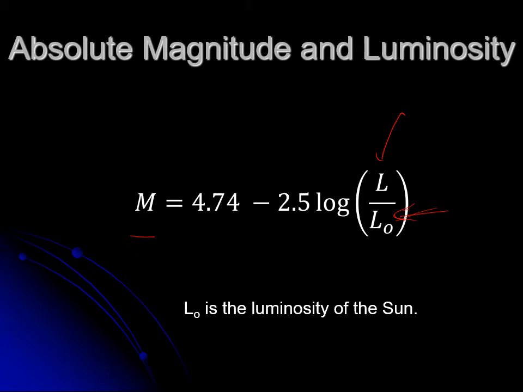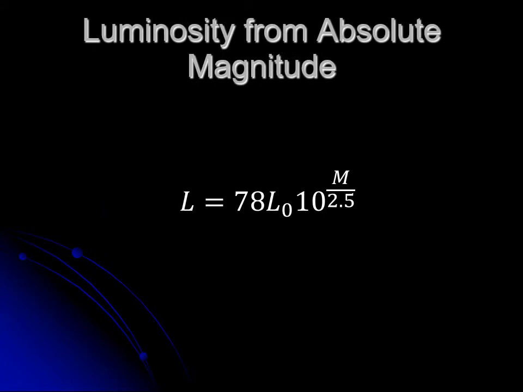Well, that means if you know a little bit of mathematics, you can work this thing backwards so that if you know the absolute magnitude, because we can find the absolute magnitude if we know the apparent magnitude and the distance. We know the luminosity of the sun, so hey, it's an algebraic equation. We have one unknown, so we just solve for it. Okay, I'm not going to make you solve for that. This is the solution. And that is that the luminosity is equal to 78 times the luminosity of the sun times 10 raised to the exponent m over 2.5.